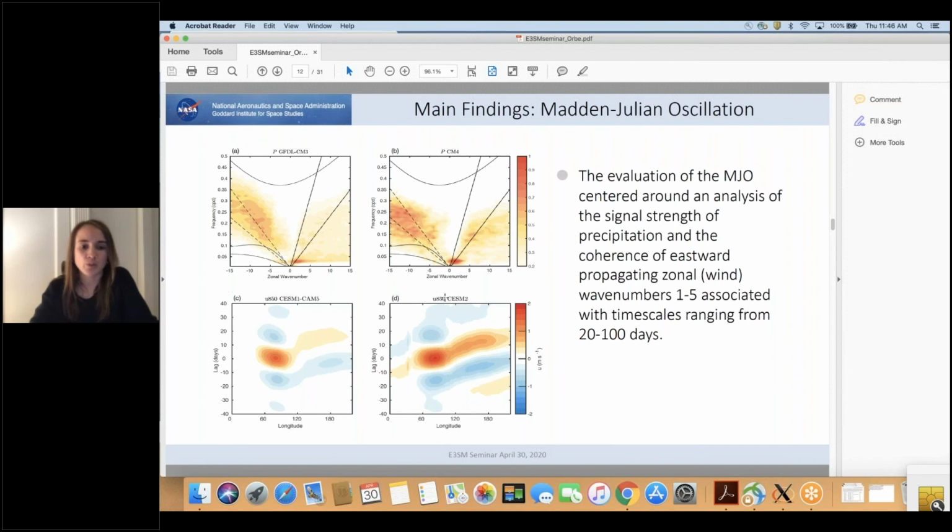And here we're just looking at the 850 millibar zonal winds, but we also looked at other measures like OLR. And this is a comparison for 2 different models, GFDL and CESM, shown at the bottom. And for both of these cases, what we can see is that there's an improvement moving from the CMIP5 version of the model to CMIP6. And so you can see this both manifest in the signal strength of precipitation, but then also in this more coherent eastward propagation of these zonal wind anomalies.